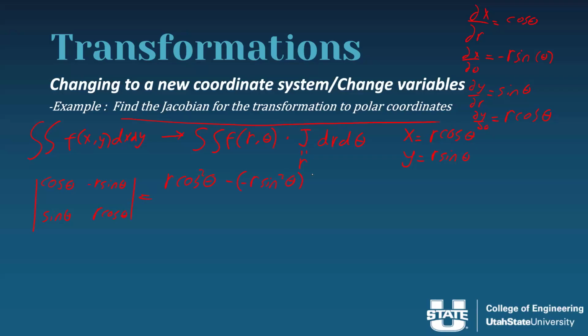Cool. So we can get rid of these minus symbols, right? We can just make it plus. So now we have r cosine squared theta plus r sine squared theta. What can we do? Pull out the r for each term. And cosine squared and sine squared simplify to 1.